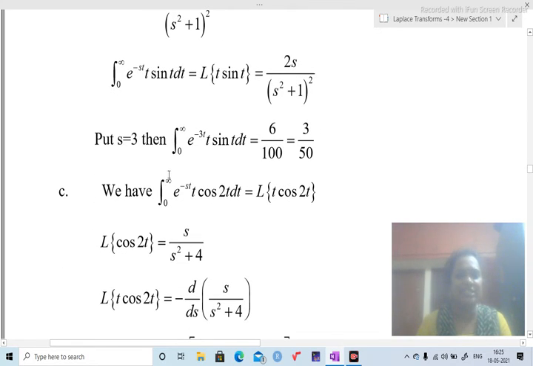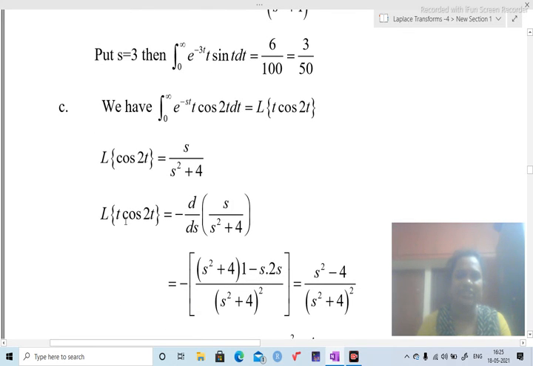Next one. Integration from 0 to infinity of e power minus st t cos 2t dt equals L of t into cos 2t. So L of cos 2t equals s by s square plus 4. Here 2 is there, 2 square is 4. T power is 1. That's why one time differentiation. Minus is in the formula. L of t into cos 2t equals minus d by ds of s by s square plus 4.